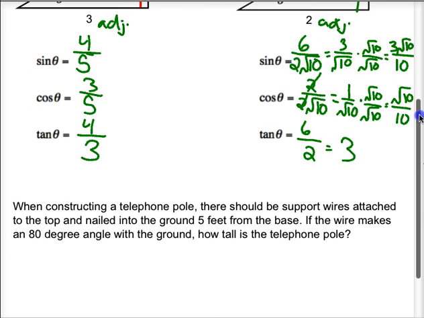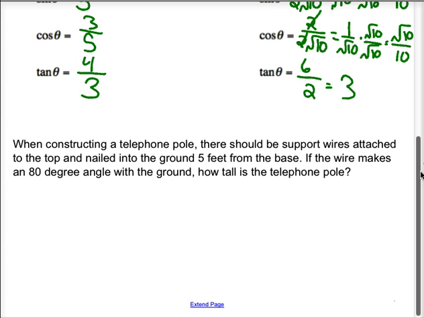So, let's continue on to a problem where we're actually solving for a piece of a triangle, shall we? When constructing a telephone pole, there should be support wires attached to the top and nailed to the ground 5 feet from the base. If the wire makes an 80-degree angle with the ground, how tall is the telephone pole?